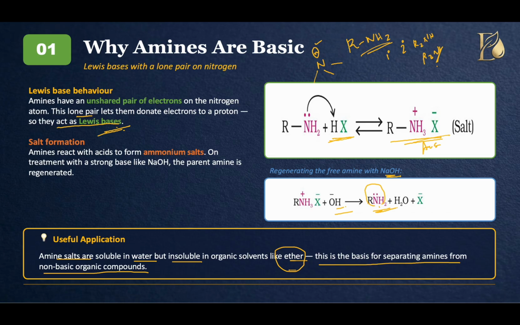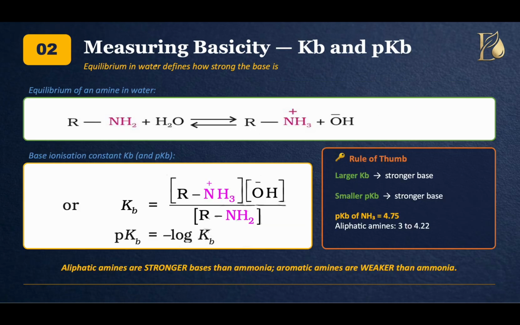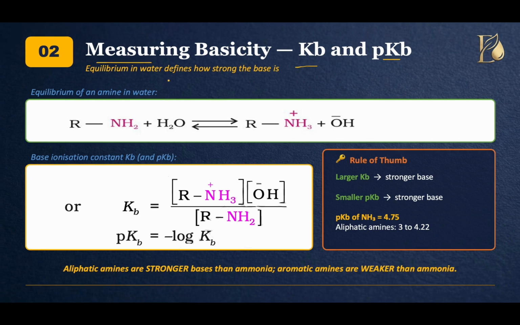So we discussed why amines are basic. Now we can check how we can measure this basicity. We use the terms Kb and pKb. What are Kb and pKb? The basic character of amines can be understood using their Kb and pKb values. Kb is known as the base dissociation constant and pKb is the negative logarithm of Kb. So we can write pKb is minus log of Kb.